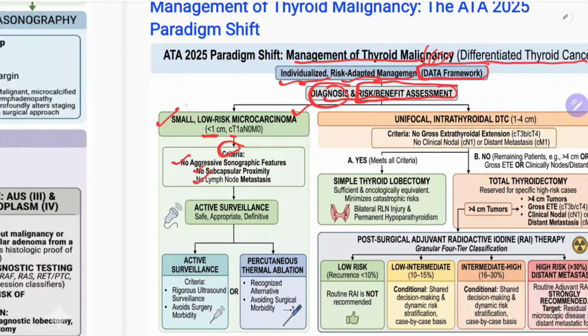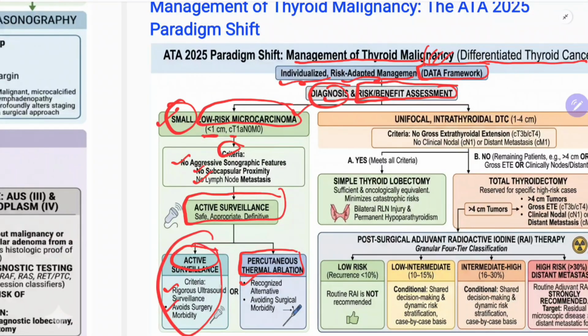So what should you do in this case? Small low risk microcarcinoma. You do active surveillance, safe, appropriate, and definitive management. So for active surveillance, the criteria is rigorous ultrasound surveillance, avoiding surgical morbidity. The second thing you can do is percutaneous thermal ablation for this small size low risk microcarcinoma. So it is either active surveillance or percutaneous thermal ablation. Active surveillance is favored, and this is a recognized alternative, avoiding surgical morbidity.